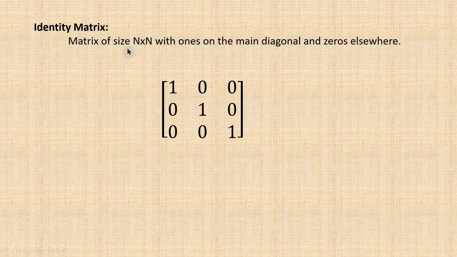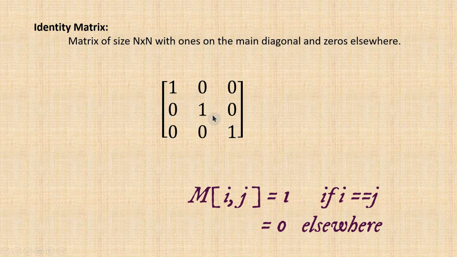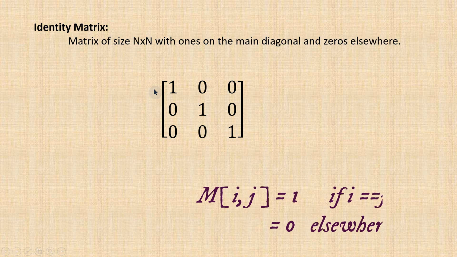Next type of matrix is the identity matrix. An identity matrix is basically a square matrix, which means the number of rows is equal to the number of columns. Here I have considered a 3 by 3 square matrix, where you can find ones on the main diagonal and zeros in the remaining positions. Main diagonal elements are elements at positions where the row index is equal to the column index.